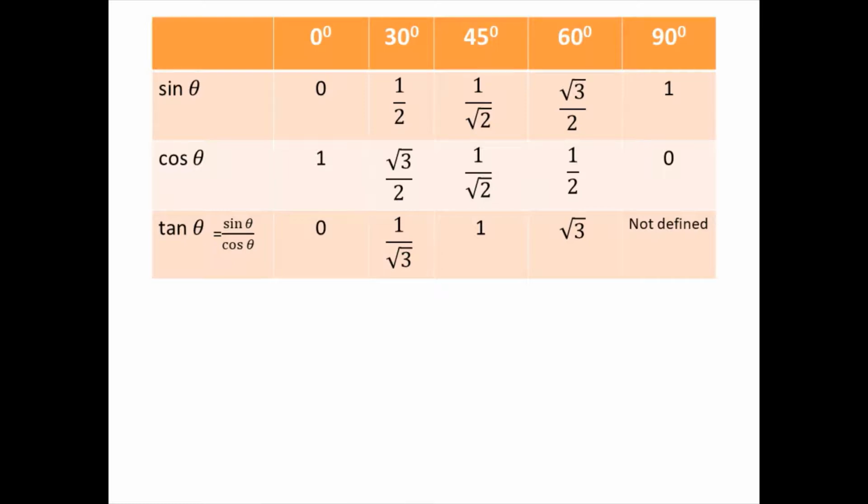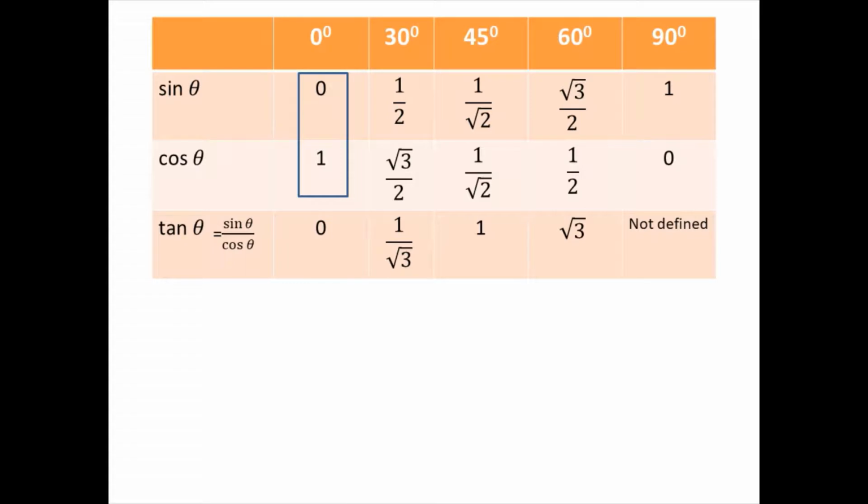Tan theta means sin theta by cos theta. So tan 0 is sin 0 by cos 0, which is 0 by 1. Anything that 0 divided by anything is equal to 0. So the tan 0 value is 0.